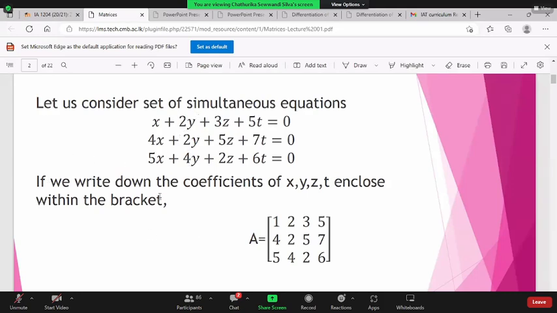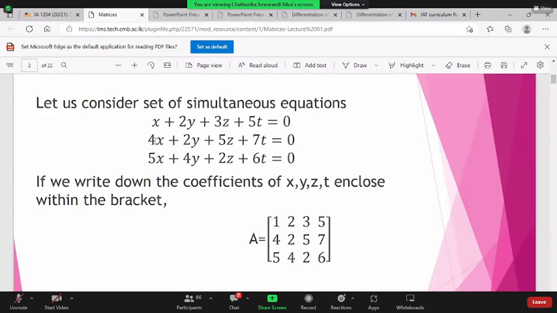If we write down the coefficients of x, y, z, t enclosed within a bracket: for x the coefficient is 1, for y it is 2, for z it is 3, for t it is 5. Those are the coefficients of the first equation. For the second equation, they are 4, 2, 5, 7. For the third equation, 5, 4, 2, 6.